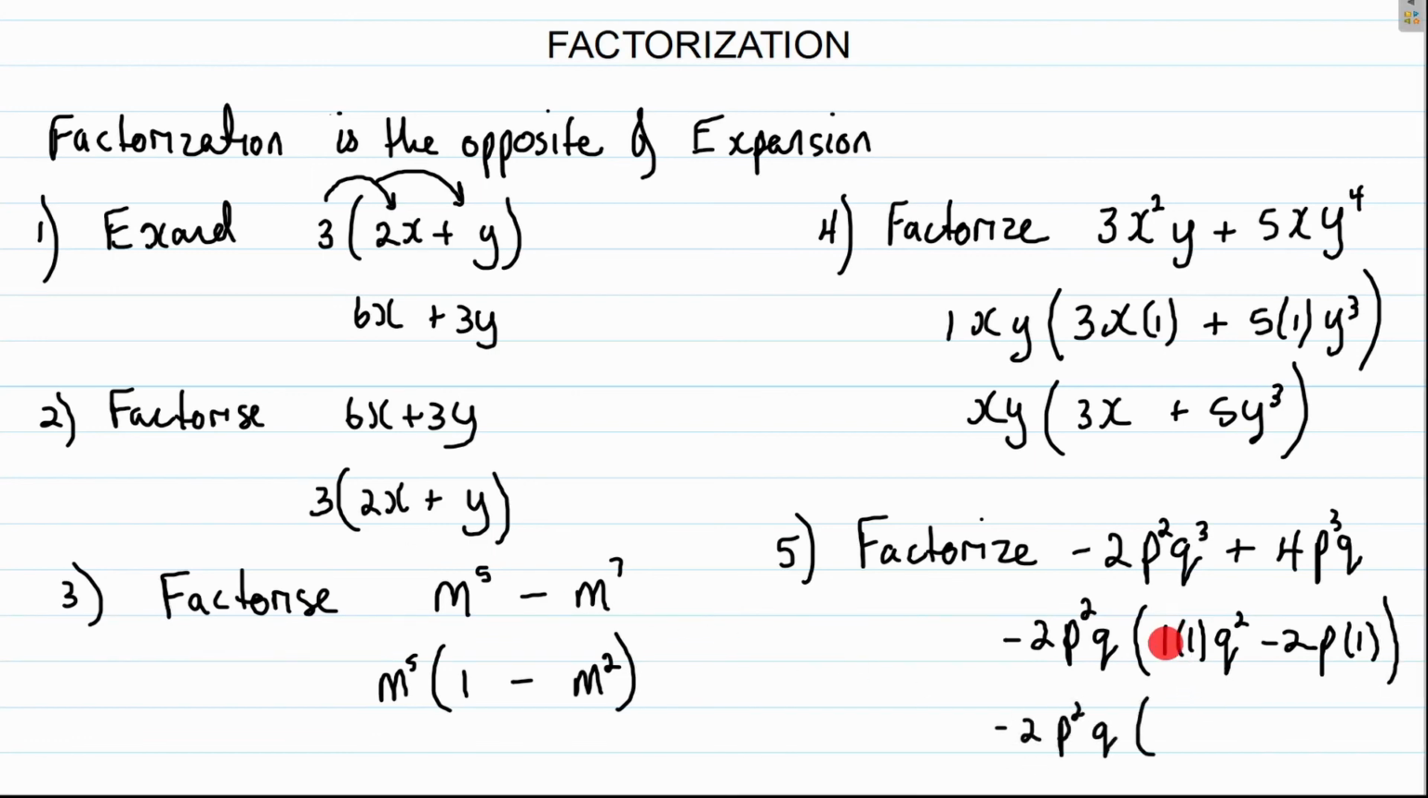So now I multiply 1 times q squared, and I'll simply get q squared. And 2 times p times 1 will simply give me 2p. And that's your answer.